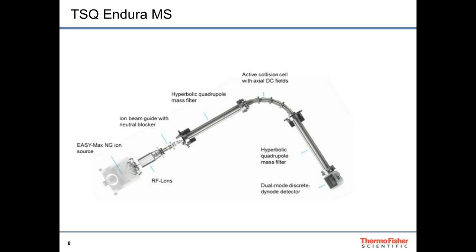If we look at the ion optics, we have an RF lens followed by a bent ion beam guide with a neutral blocker. And then we have a hyperbolic quadrupole mass filter for Q1 as well as Q3. And separating Q1 and Q3 is a curved collision cell. All these combine to reduce noise and increase sensitivity for enhanced quantitative performance. This is especially important when introducing samples that have not gone through extensive cleanup.